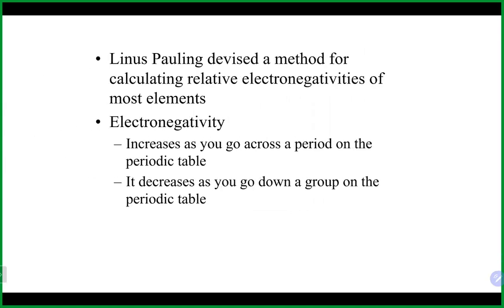A guy by the name of Pauling actually came up with a scale to measure electronegativity. Pauling's scale runs from 0 to 4. 4 is the most electronegative.